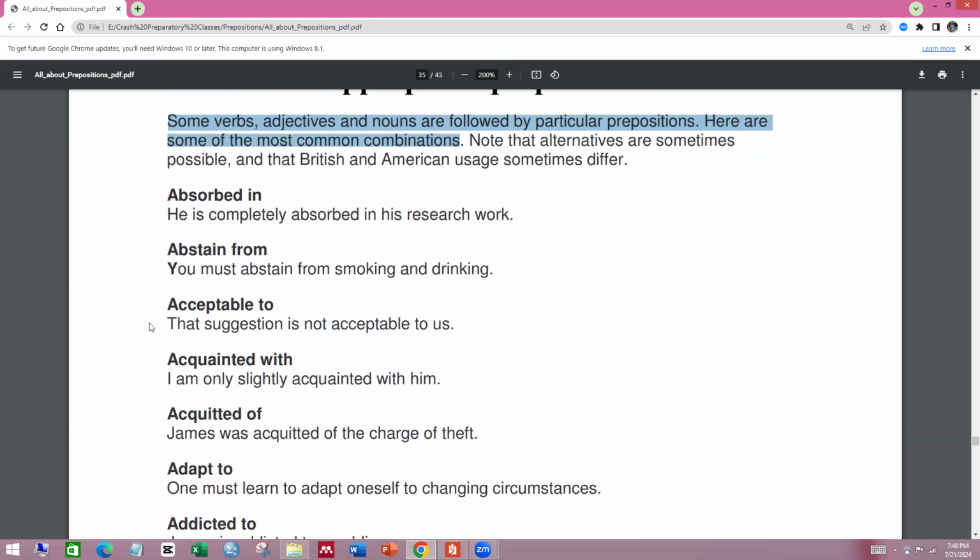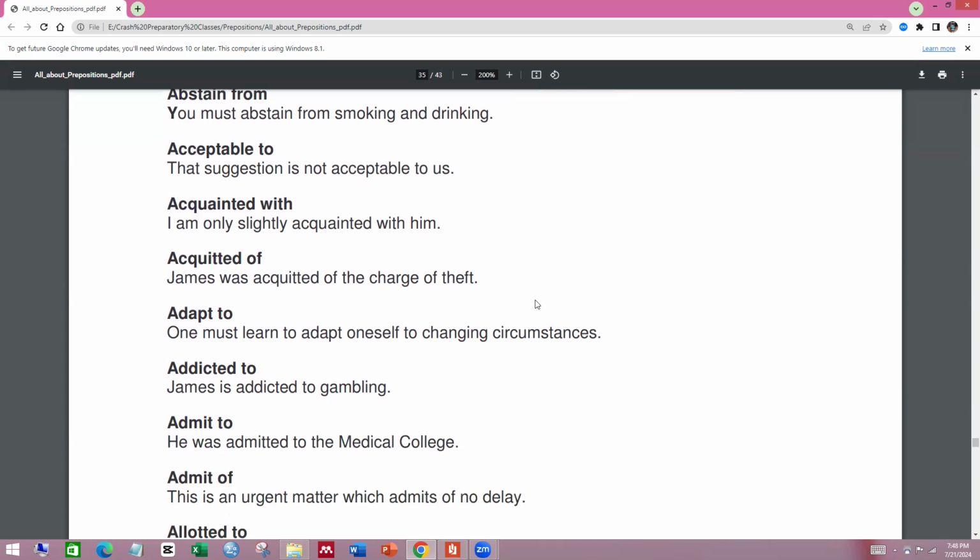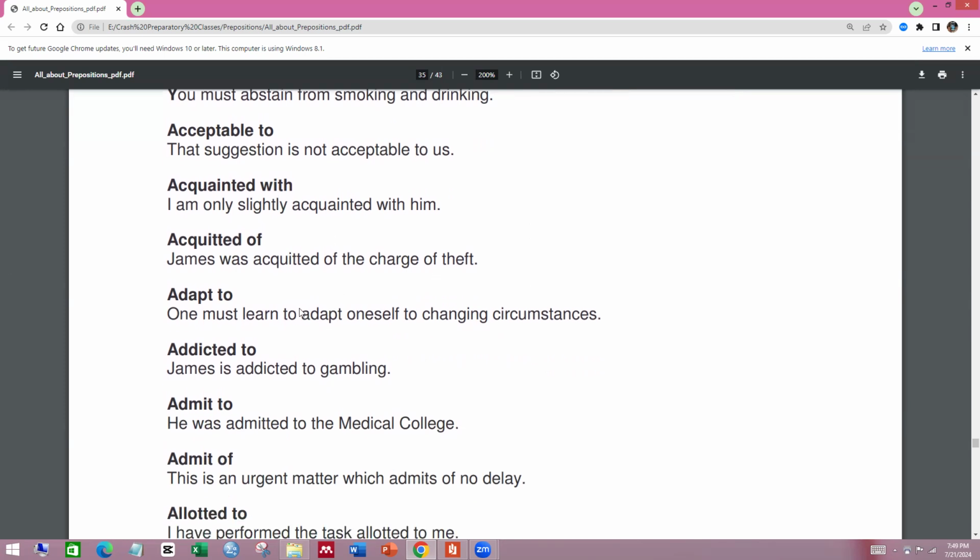उसके बाद वर्ड है acceptable to. That suggestion is not acceptable to us. Acceptable to us. काबिल, कबूल नहीं है. Acquainted with. I'm only slightly acquainted with him. The word acquainted means बारे में पता होना. I'm only slightly acquainted with him. मुझे इसके बारे में थोड़ी ही मालूमात है, या फिर मैं थोड़ा ही इनके बारे में जानता हूँ. Okay, acquitted of. James was acquitted of the charge of theft. मतलब किसी भी इल्जाम से बरी होना.